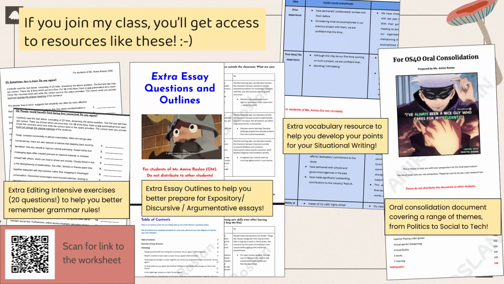Jujutsu Kaisen. As you can tell, I also like anime. Yeah, so this is Jujutsu Kaisen. I haven't watched season three, so don't spoil it for me. And this one is my current favorite anime, Dungeon Meshi.